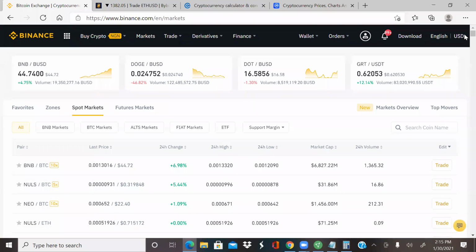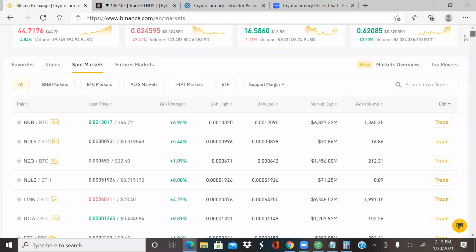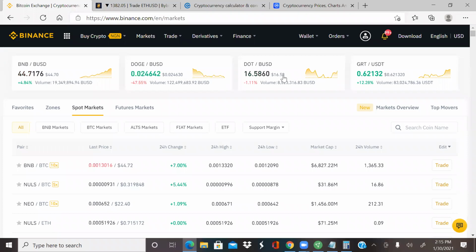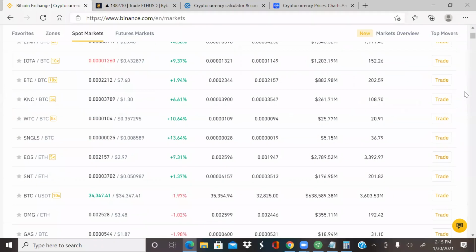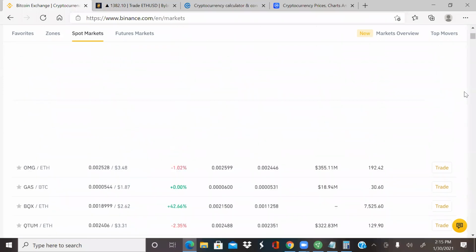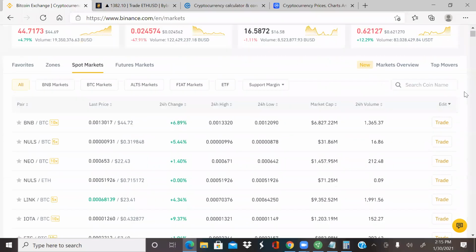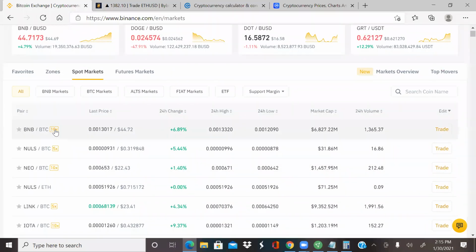Okay, and then this is you. As you can see, these are all the markets, all the coins that you can trade on Binance. As you are seeing this screen, some are showing 10x, and this one is showing 5x, and this one 10x.